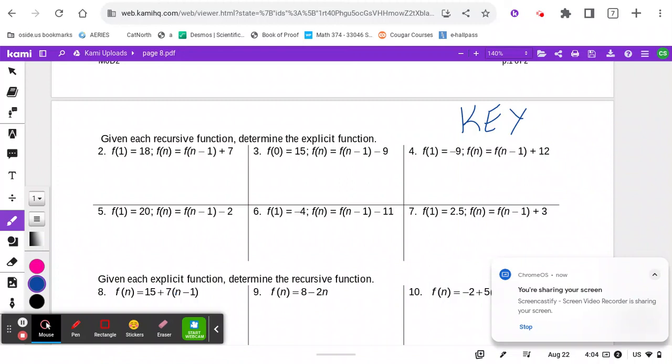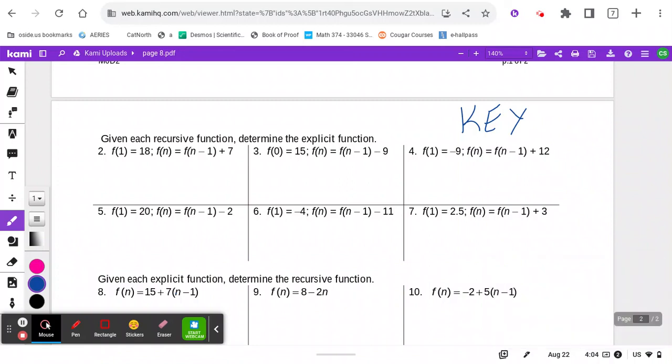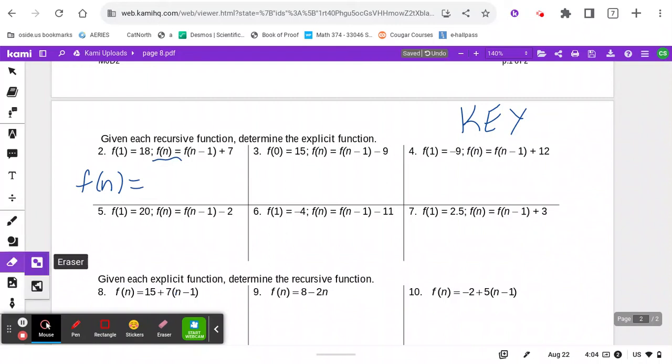Okay, this is kind of going back and forth between recursives and explicits now, given one state the other. So let's see how you did. Now, if they gave me the recursive, they're wanting the explicit here. And so I'm starting it with f of n equals, noticing here that that's what we're calling this function. And we want to state where my function begins, what it's adding each time into the previous term.